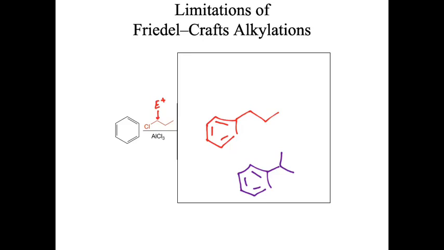Why? The carbocation that we formed was a primary carbocation. Primary carbocations are inherently unstable, so it undergoes a hydride shift to form a more stable carbocation. That more stable carbocation is now allowed to react with the benzene. So a big problem with our alkylations is rearrangements.